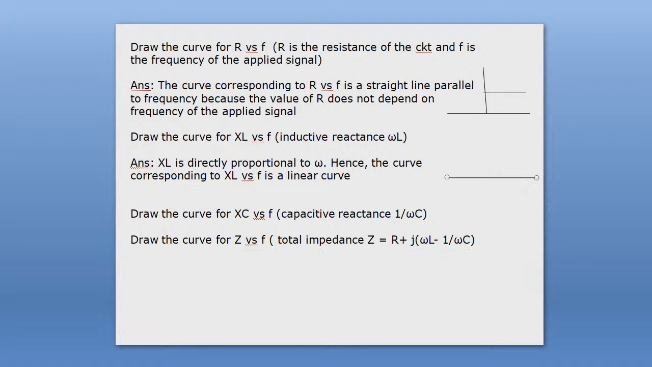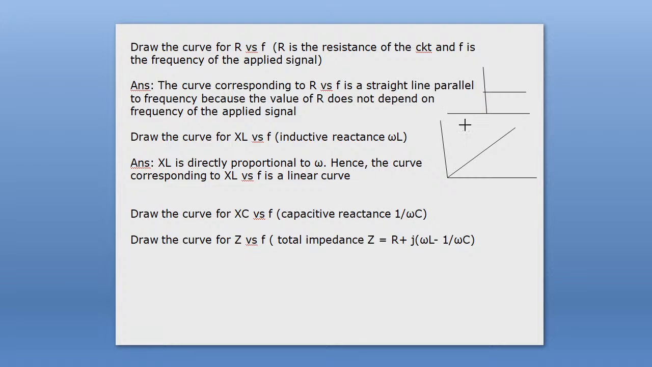This is F, this is XL, and you will get a linear curve. It looks like a ramp function. It increases with increasing frequency. So this denotes the curve XL, capital L, sorry.